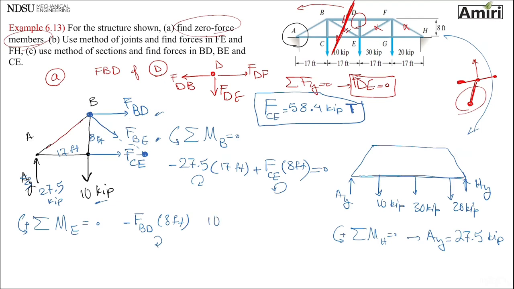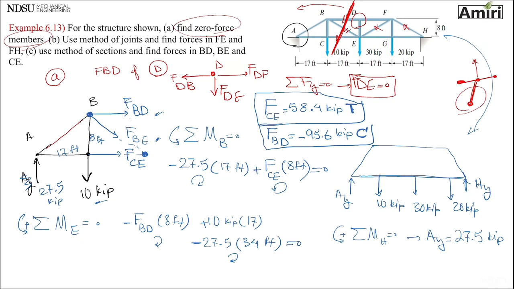I have 10 kip at distance of 17. And that one is plus. And I have the AY. I have 27.5 kip at a distance of 34 equals zero. This one is trying to rotate clockwise, so that's negative. This will result in FBD being 95.6 negative, which means it is compression.